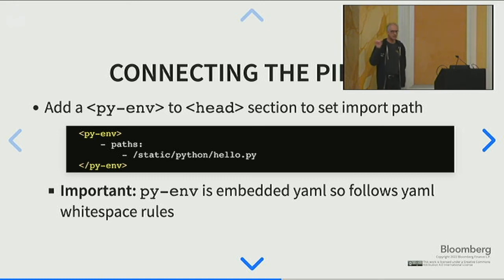And this is where we need another new tag, this pyenv. And the same important note goes with this, that this is also embedded YAML and follows the whitespace rules for YAML. Now, if you were going to import other Python packages, this is also where you would declare those. So you would have like NumPy or scikit-learn or any of those packages that you're going to pull in.